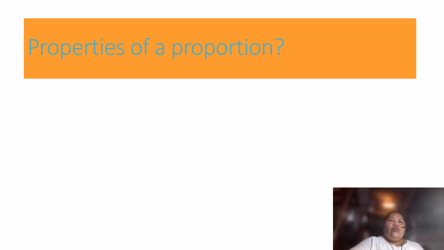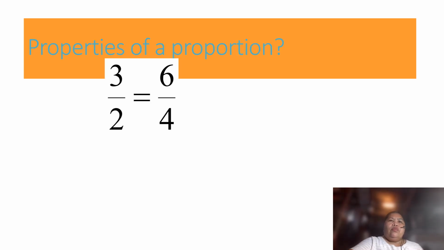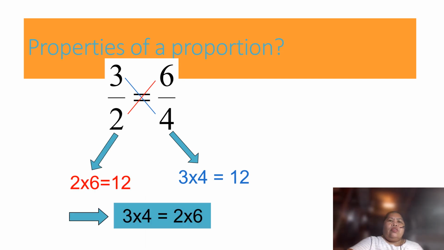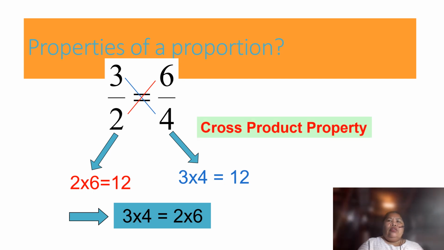All right, so we have the properties of a proportion. For example, 3 over 2 equals 6 over 4. So 3 times 4 is equal to 12, and 2 times 6 is equal to 12. Therefore, 3 times 4 is equal to 2 times 6. And we call this the cross product property.